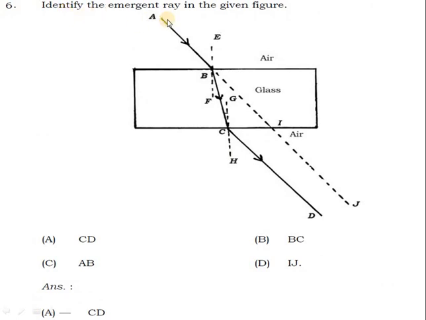Next. Identify the emergent ray in the given figure. Here it is based on lateral shift. AB is the incident ray. It is traveling from rarer to denser medium. Air is rarer medium. Glass is denser medium. So it undergoes refraction. So here EJ is the direction of incident ray. BC is the refracted ray. And CD is the emergent ray. So option is A, CD.